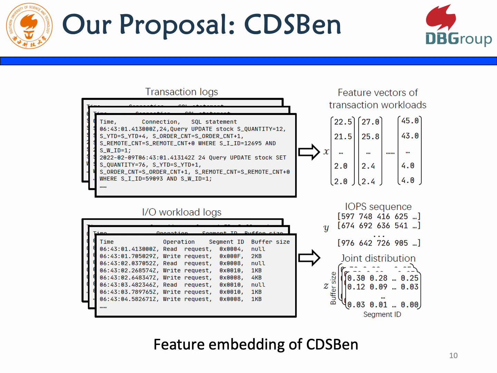For the storage workloads, we use IOPS sequence to express the intensity and burstiness and use the joint distribution of segment ID and buffer size for skewness. It is worth noticing that such embedding only records the TPS of each type of transaction, but not the transaction itself. So the models trained for workload A cannot be used to predict workload B. However, in practice, we found that the cost to train models for each workload is rather low and quite acceptable.